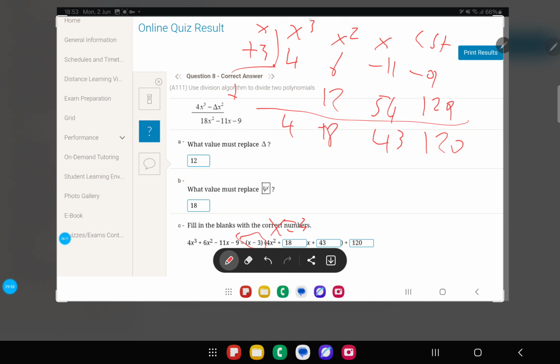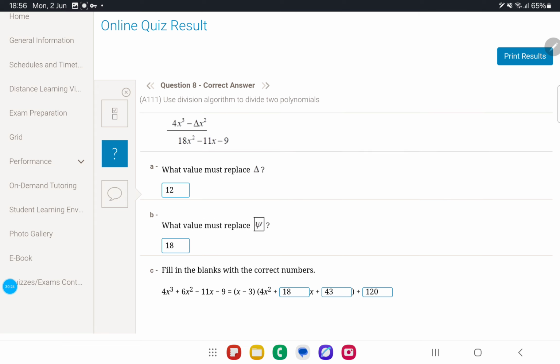Now we, of course, divide the x cubed, the x squared, x, and all by the x over here. So this x cubed we divide by x becomes x squared. So 4x squared plus x squared divided by x becomes x, plus 18x, plus x divided by x becomes constant. So you do plus 43. That's its own thing, and then we add 120. Okay. So yes, this is the answer. We just plug it in. Okay. That's it.